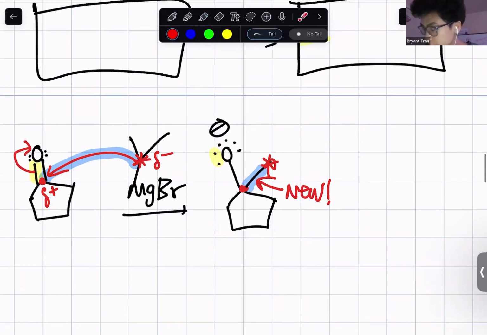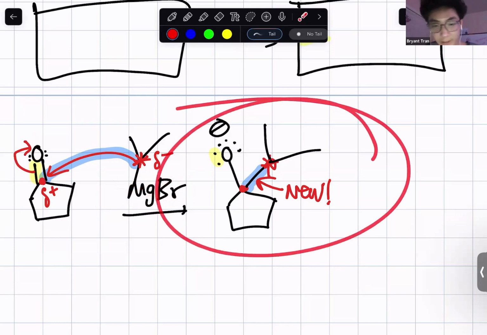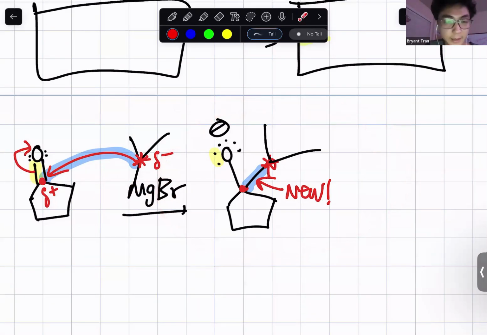Now from this point, we draw whatever is attached to the star. The star is attached to 2 methyl groups, 1, 2. So I'm just going to attach those decorations onto the star. MgBr dissolves away into ions like that. So this is the intermediate we get after that attack. Does that make sense so far, on how I connected those 2 pieces together?